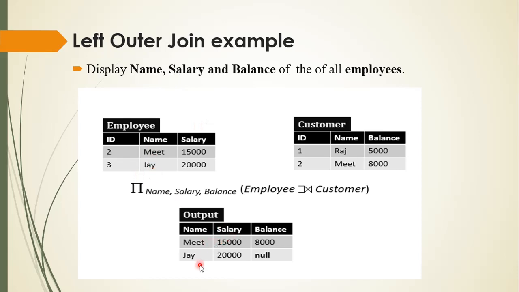So Meet and Joy are displayed. Meet has a 15,000 salary and balance is 8,000. We are performing left outer join, so we take balance from this table. Now for Joy we have a salary but no balance in the customer table. Here we have ID 3 for Joy and we have no ID 3 in the customer table, so it will display null, which I have explained in this concept. Okay, so this is the same.